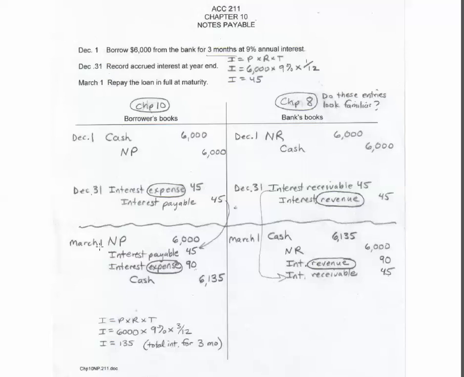When the note matures in March, the borrower is going to be removing the big note payable from their books and the 1 month of interest payable. But they're not just repaying the principal in 1 month, they need to pay 3 months of interest. So the additional 2 months or $90 becomes interest expense related to January and February of the new year. The grand total cash out the door is the $6,000 of principal plus all 3 months of interest.